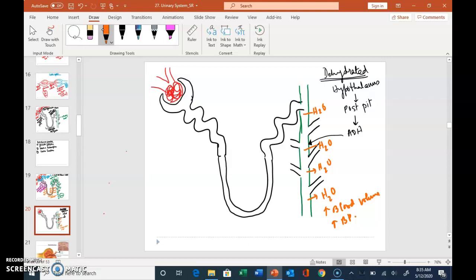Now there is another hormone. Now let's say, do you remember there is a gland sitting on top of the kidneys called the adrenal gland?